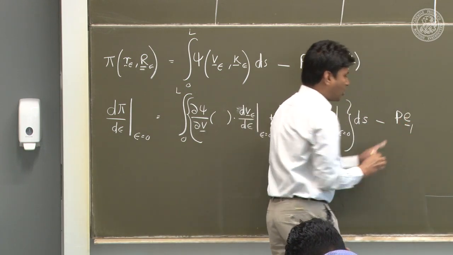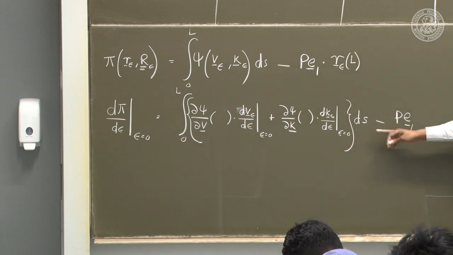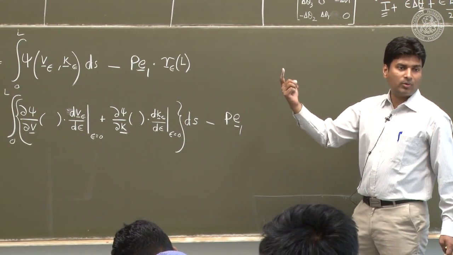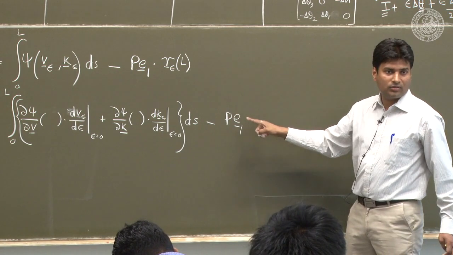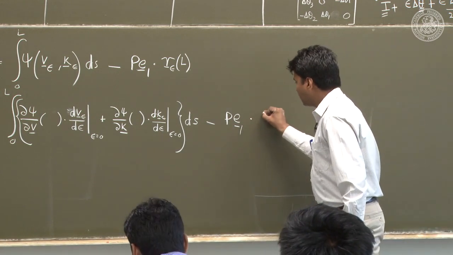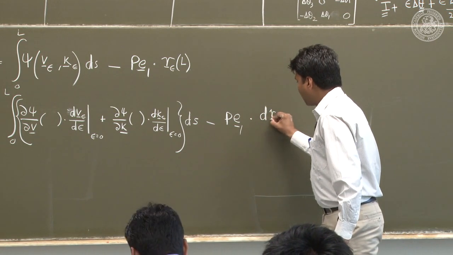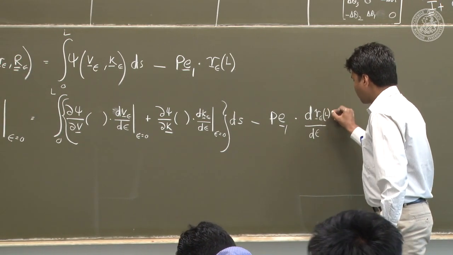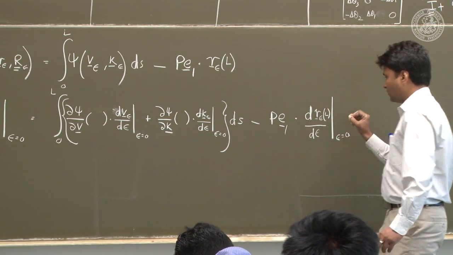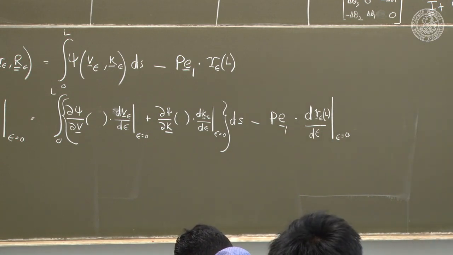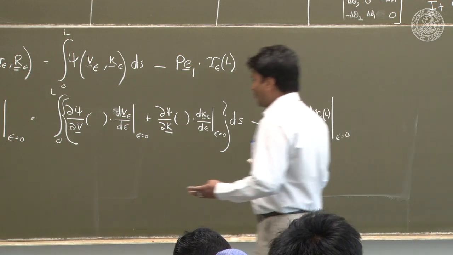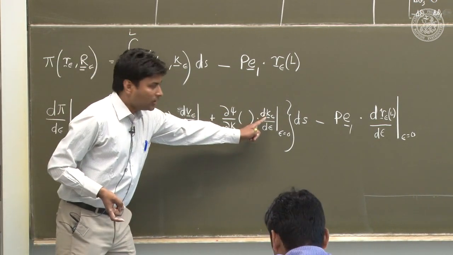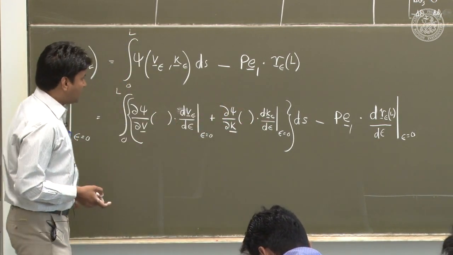P E1, see, it is a constant. So it does not get any epsilon here because it is a constant. Whatever the load that you are applying, you are not changing while perturbing. So it remains P E1 dotted with d r epsilon over d epsilon at epsilon equal to 0. Okay. So what we need to get here is dV epsilon by d epsilon and dK epsilon by d epsilon. So they are really tricky.